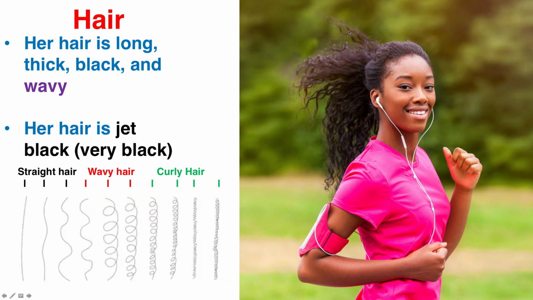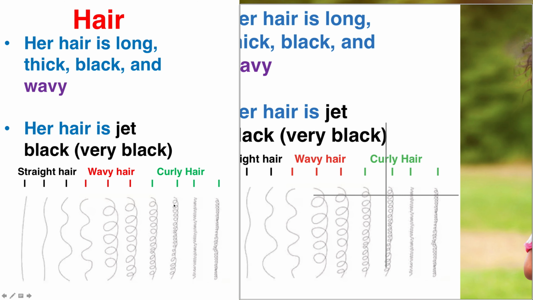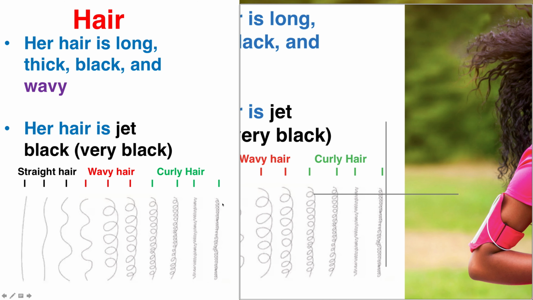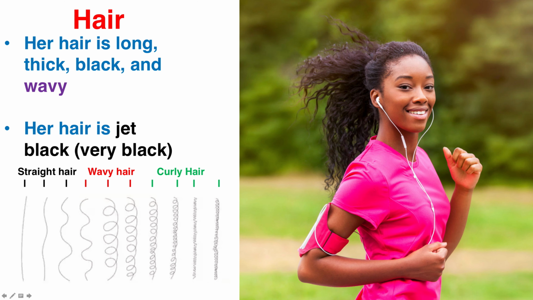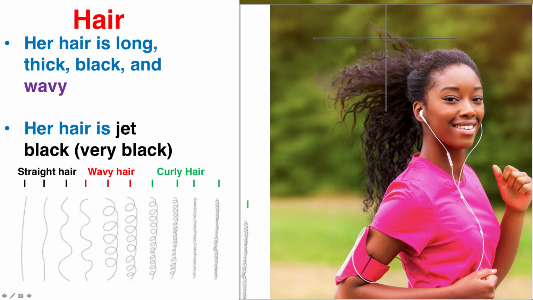So looking at other hair types, here's what straight hair would look like, these three. Here'd be wavy hair, so hair that goes back and forth. And I imagine this woman's hair would be something like this, like one of these. And then curly hair is just wavy hair that's tighter.